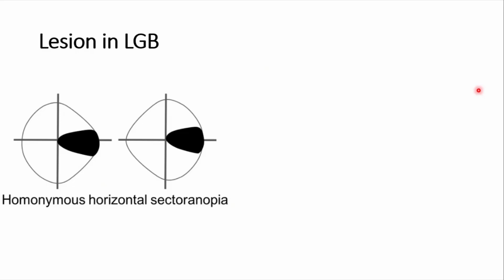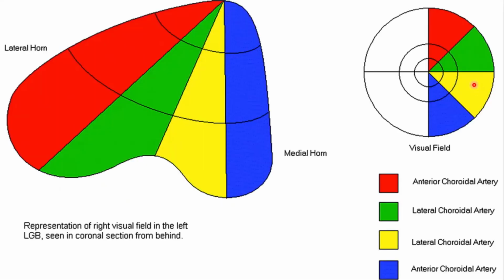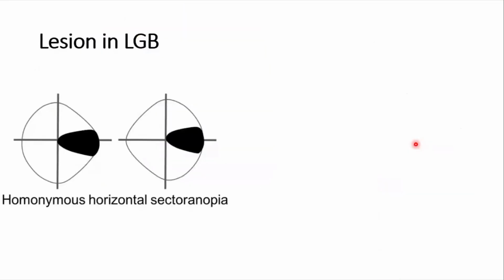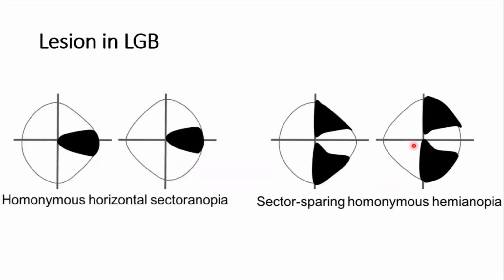Say we have an anterior choroidal artery block. It is going to affect the outermost and innermost aspects of the lateral geniculate body. So we'll have field effects corresponding to these red and blue portions. So this would be a sector-sparing homonymous hemianopia. So with this, we can identify which blood vessel is getting blocked in the lateral geniculate body.